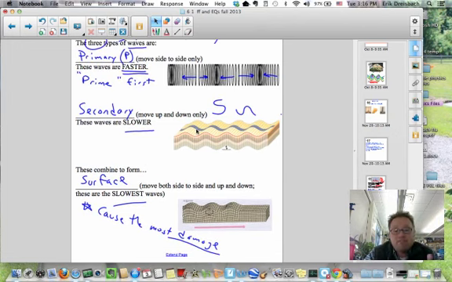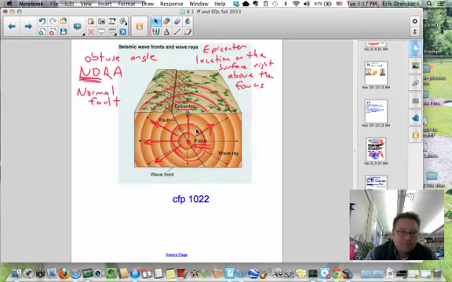And the last type is when they both kind of come together and create surface waves. And these are the most damaging because they're on the surface. So first come the primary waves, then the secondary waves, and then the surface waves.